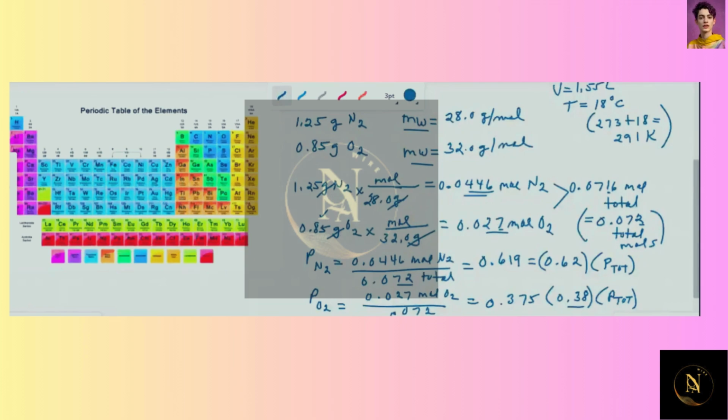Notice that these are molar fractions, rather than partial pressures. The molar fraction of nitrogen is 0.62, and the molar fraction of oxygen is 0.38. They add up to a value of 1, and that's what you want to happen. It's a way of checking your math. If we multiply each of those two molar fractions by the total pressure in the system, we should be able to find the partial pressure of each gas.